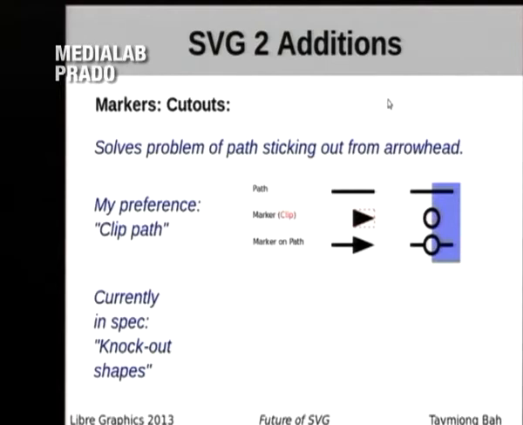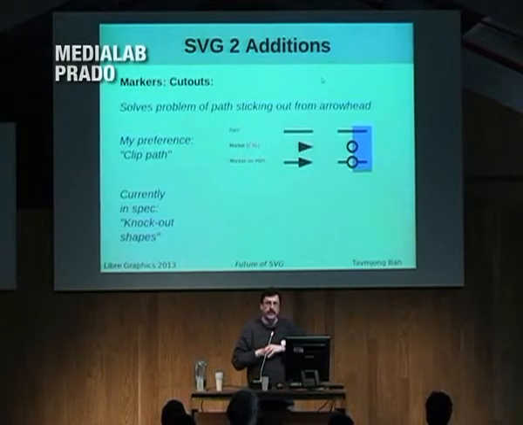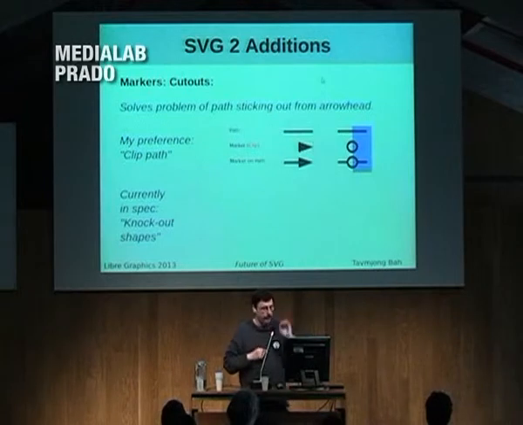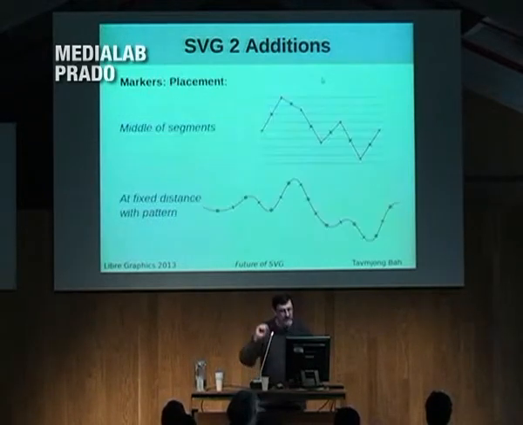So you can bring your line back a little bit, but then it's not being snapped to the same place. Marker cutouts are in the specification. So you can cut out a region where you don't see the path, so the head of your arrow will be sharp without having to worry about snapping, getting things just lined up.